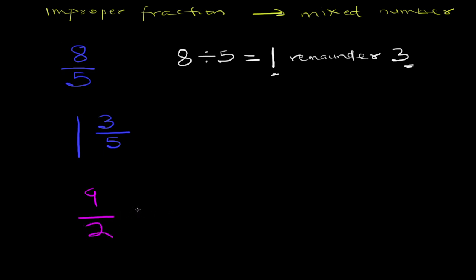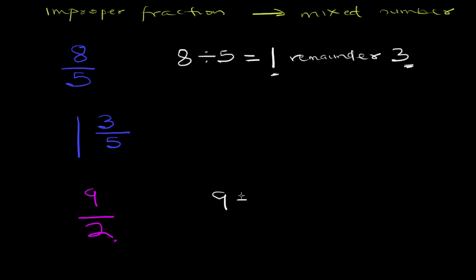So we're going to change this one to a mixed number. Remember what we do? We're going to divide the numerator by the denominator. All right. So we're going to divide the numerator by the denominator.